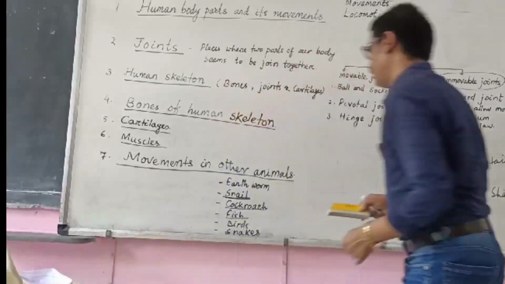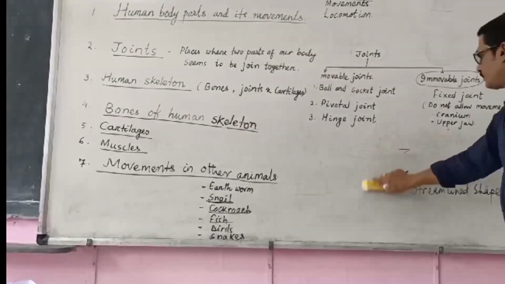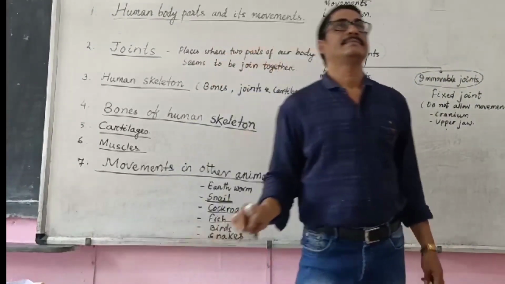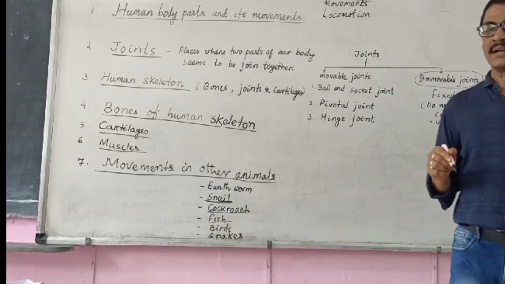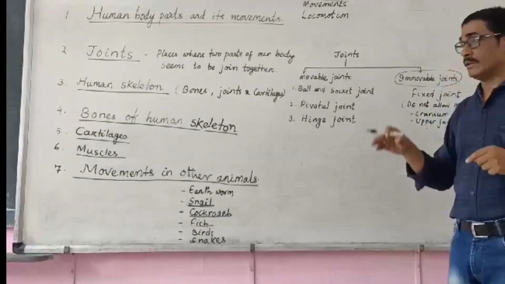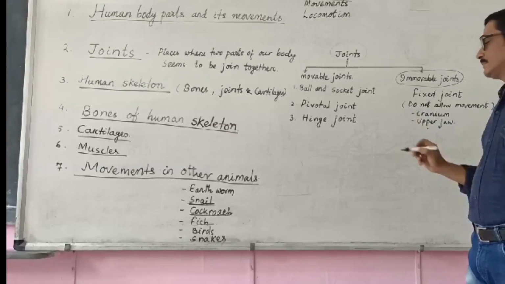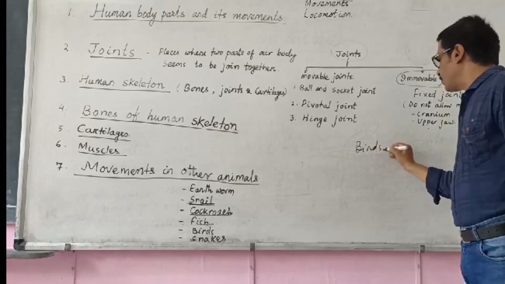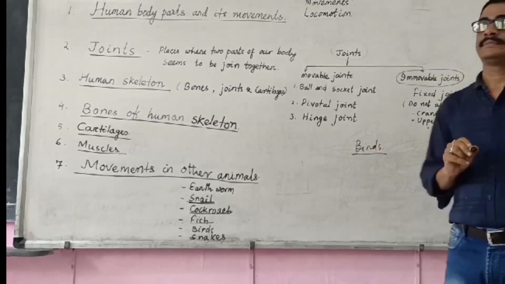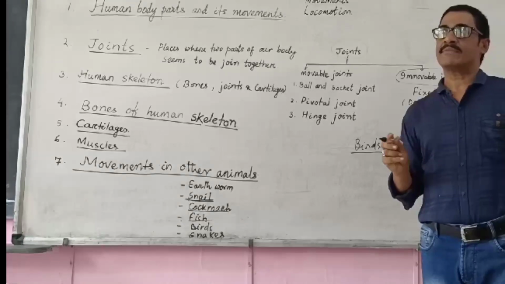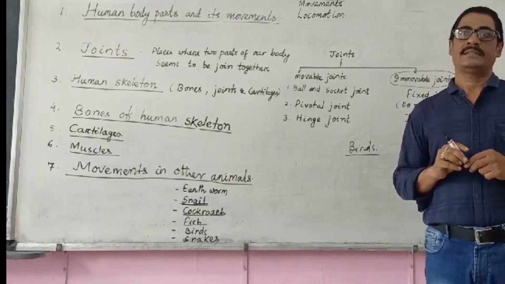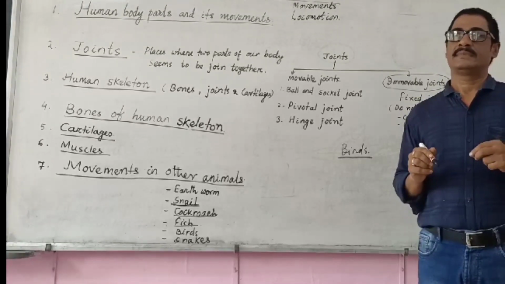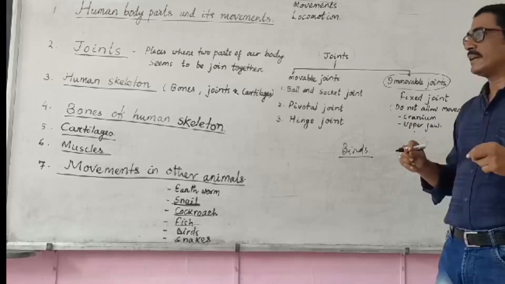Next we will discuss the birds. You know, birds can fly in air. They can also walk and climb and perch on the branches. Why are birds able to fly? Some birds can fly and some birds cannot fly. The birds which cannot fly are flightless birds, for example, the ostrich. They cannot fly due to their heavy weight.